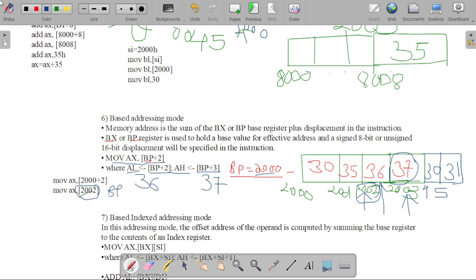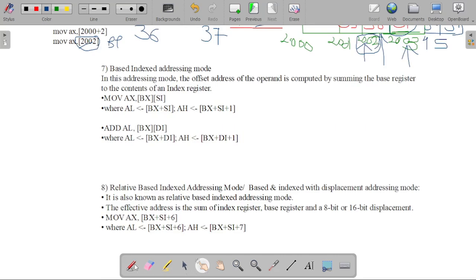So here we have to check the BX and BP registers. If any one of the registers, that is the base register, is there in our source operand or our destination operand, at that time we consider this addressing mode as base addressing mode. The next type of addressing mode is base index addressing mode. In that we have to check the base register as well as the index register.